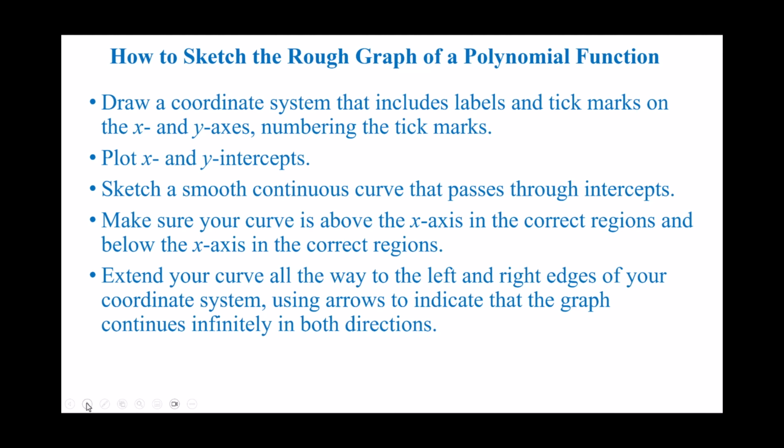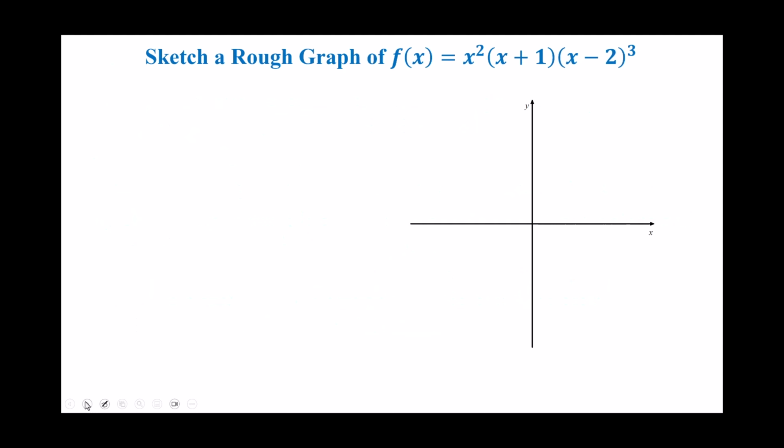And then extend your curve all the way to the left and right. Use arrows to show what's happening on the right and left, so that it just continues infinitely on the right in whatever direction it's going, and on the left. Let's sketch a rough graph of this function. F of x equals x squared times x plus 1 times x minus 2 cubed.